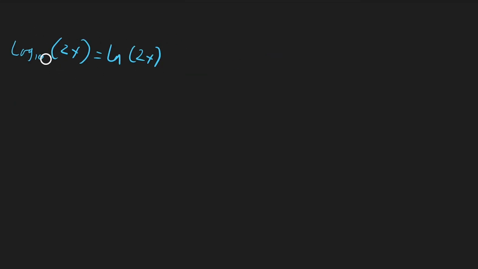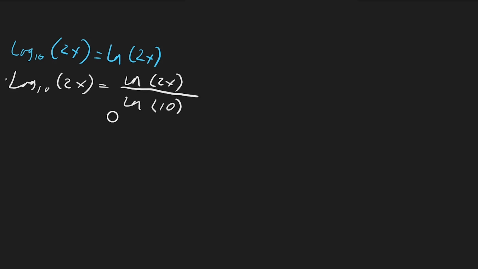We will solve this equation today, and we will start out by looking at the right side, and we will notice that log base 10 of 2x is equal to ln of 2x divided by ln of 10. This is a standard logarithm rule. So the left side we can replace with this. So we have ln of 2x divided by ln of 10, which is equal to ln of 2x.